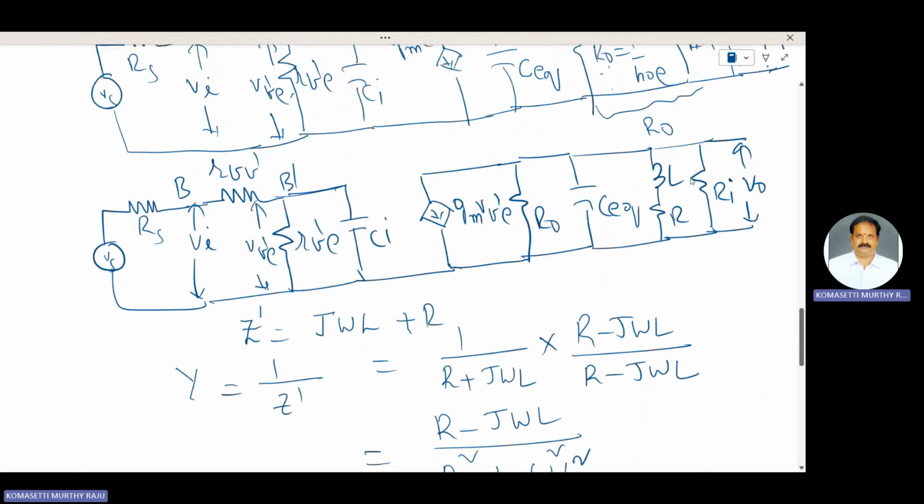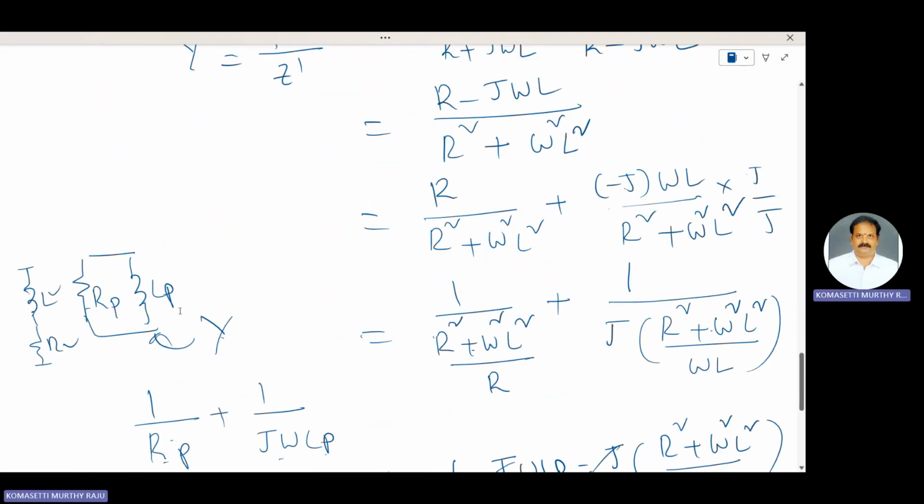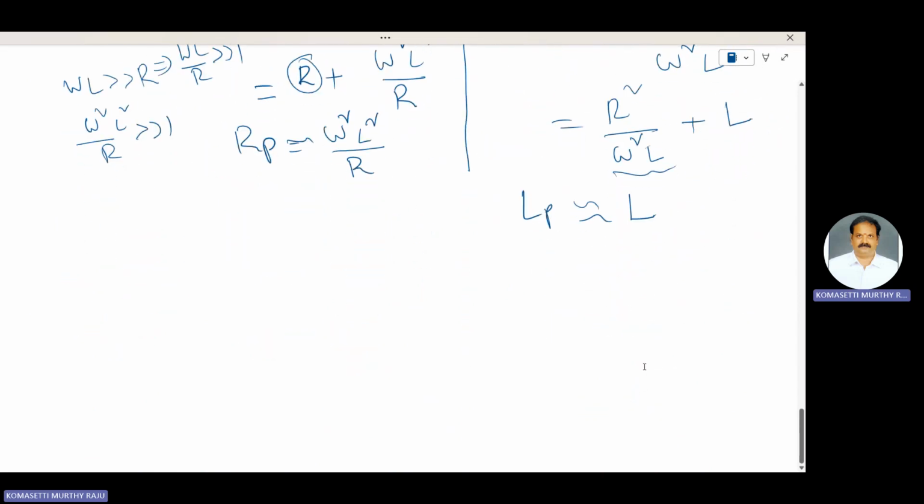In that equivalent circuit, the series combination is replaced with a parallel combination whose elements are RP and LP. RP is equal to omega square L square by R. LP is equal to L. Therefore, the equivalent circuit is replaced here as follows.